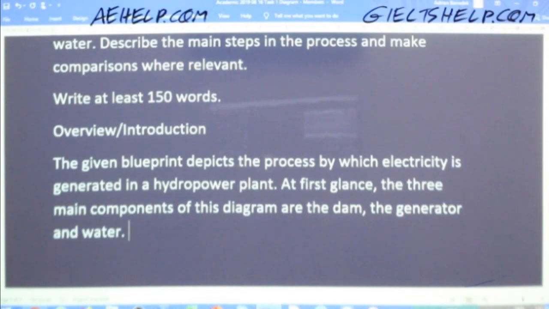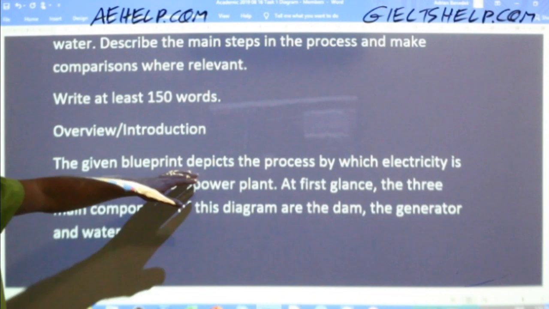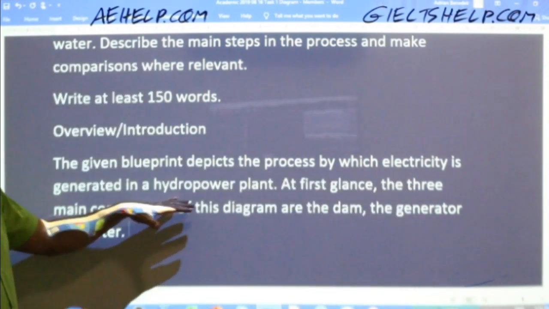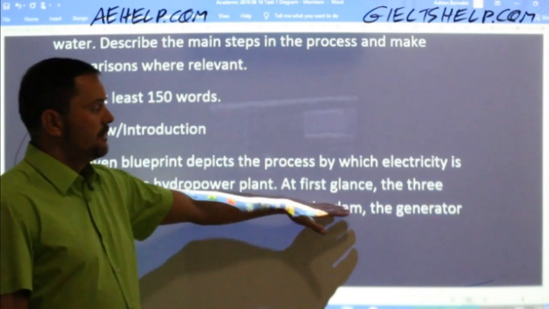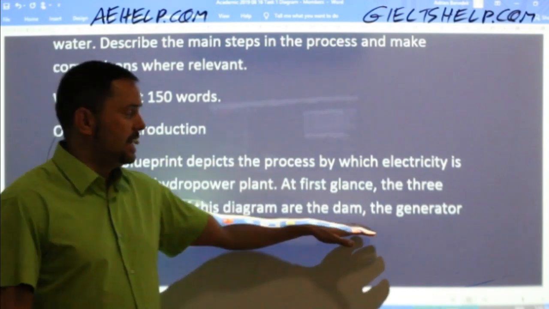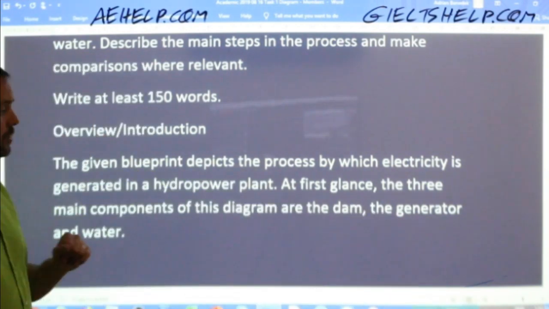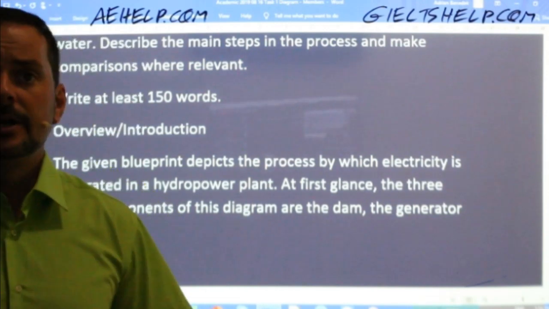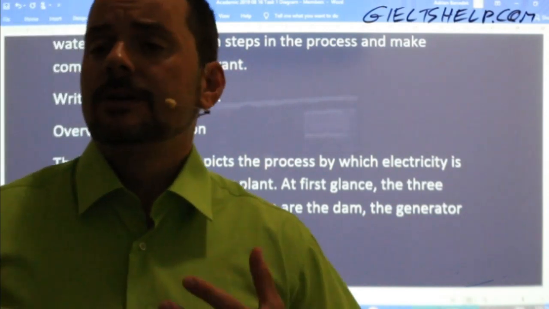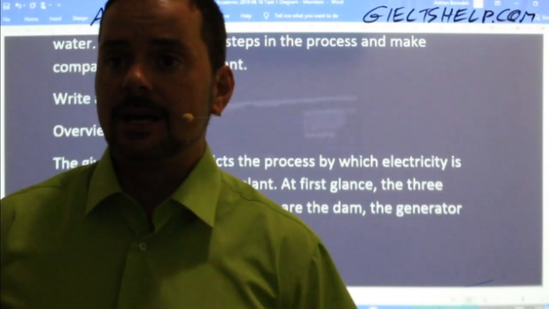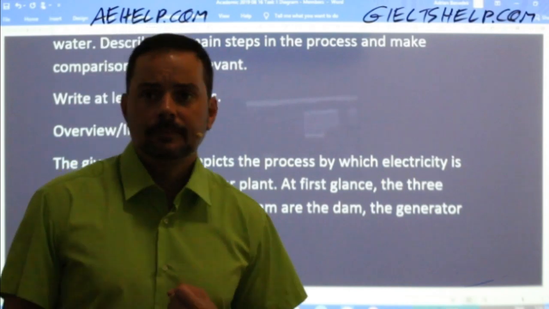Don't overthink it. So this would be an ideal overview. The given blueprint depicts the process by which electricity is generated in a hydropower plant. At first glance, the three main components of this diagram are the dam, the generator, and water. Okay? That's very clear for your reader. It's not overly complex, but yet it's still clear and accurate enough to be a band 9. All right? Okay?